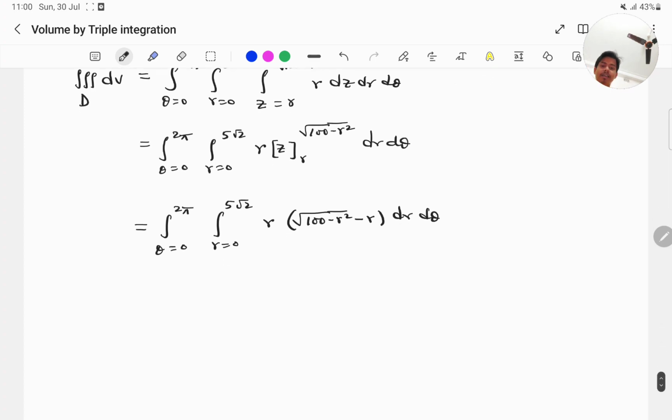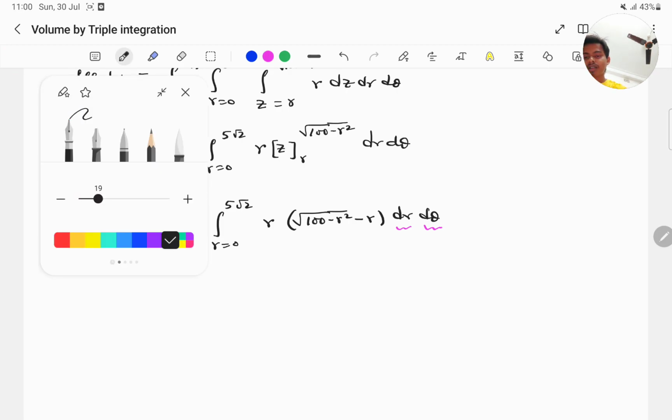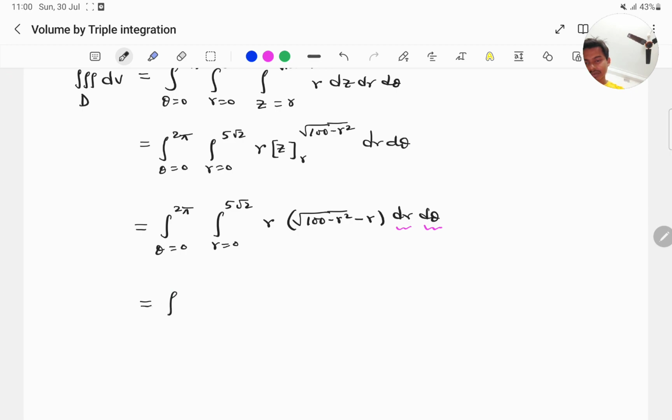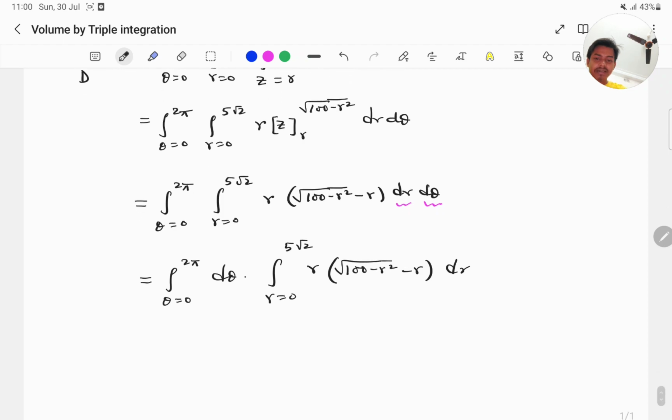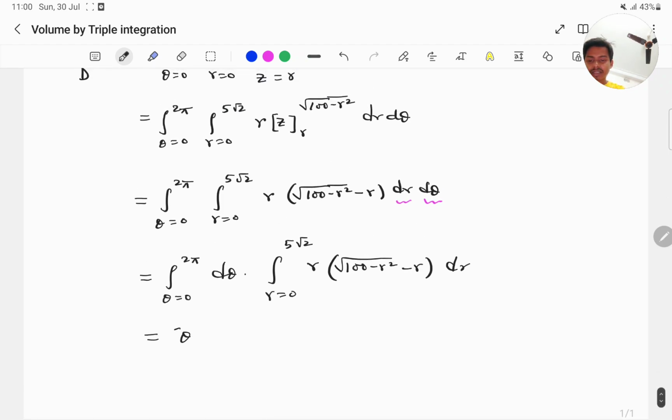Now we can separately integrate with respect to theta and with respect to r, because the function can be written as a product, we can separate the function, that's why we can do that. So if we do that, what should we get? We get the integral of theta from 0 to 2 pi of d theta, times the integral of r from 0 to 5 root 2 of r square root of 100 minus r square minus r square dr. So theta is from 0 to 2 pi.